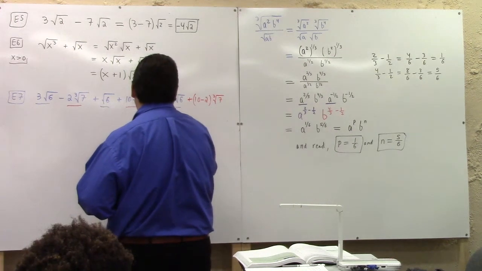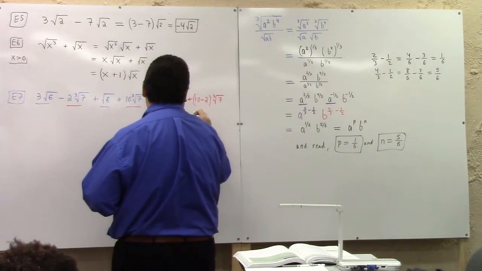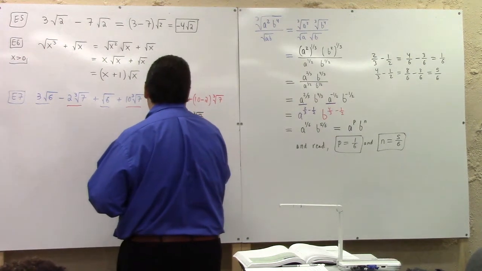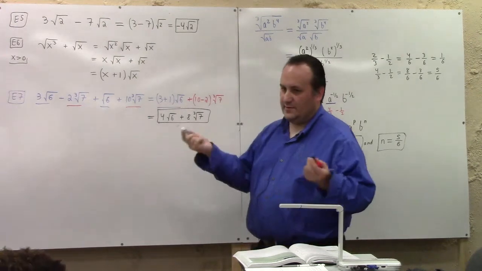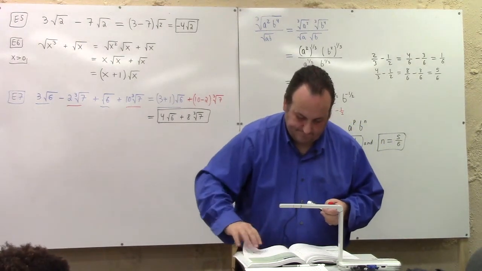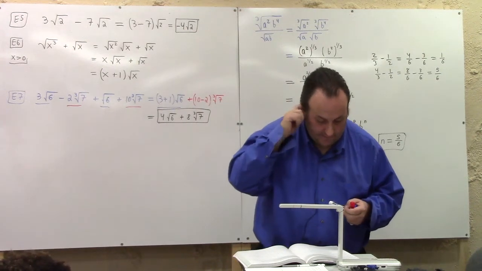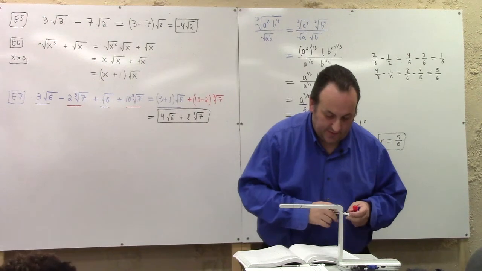But anyway, this is the general principle of things. So we have 4 root 6 plus 8 times the cube root of 7. There's no nice way to change square root of 6 into the cube root of 7, so we just leave it like that. Let's see here. I think the symbolic problems are a little bit more interesting. Let me look at another one.